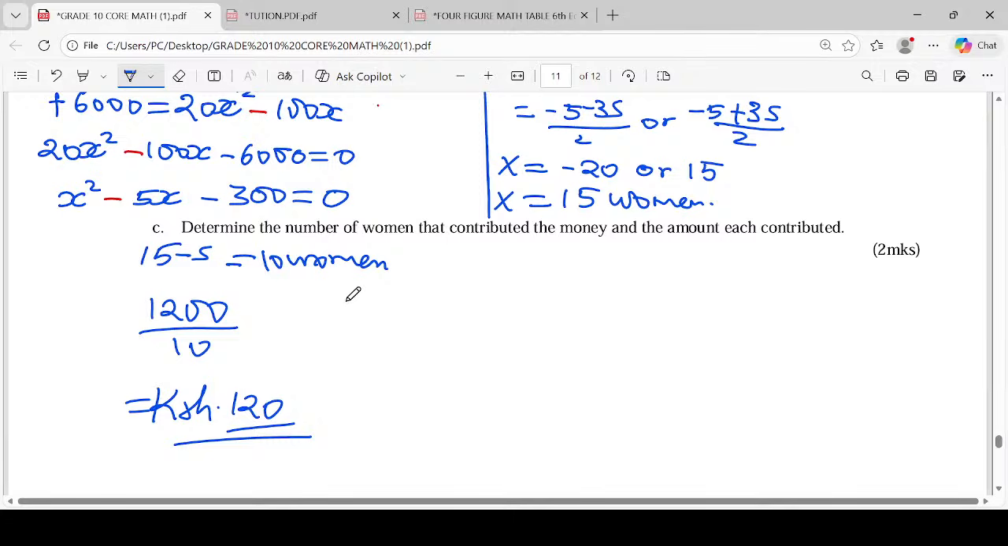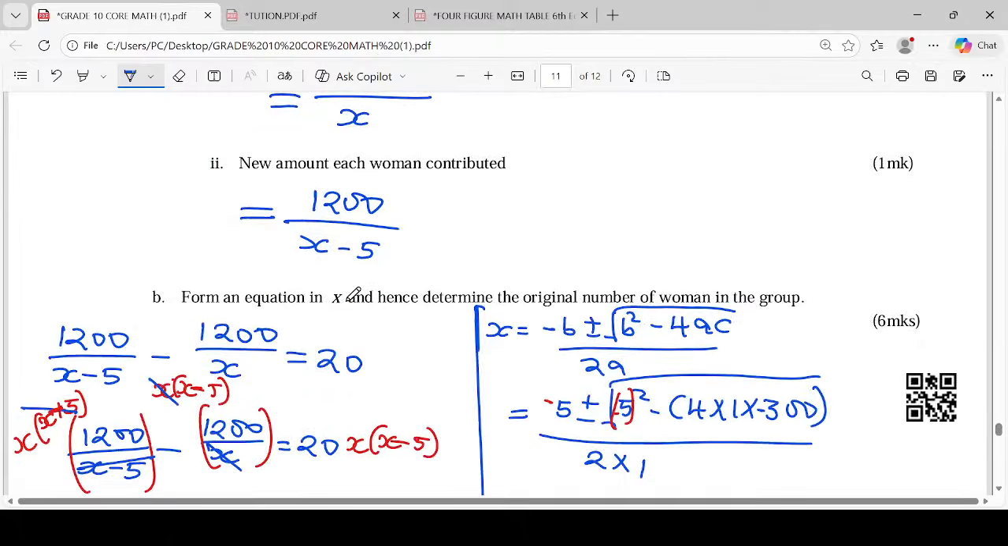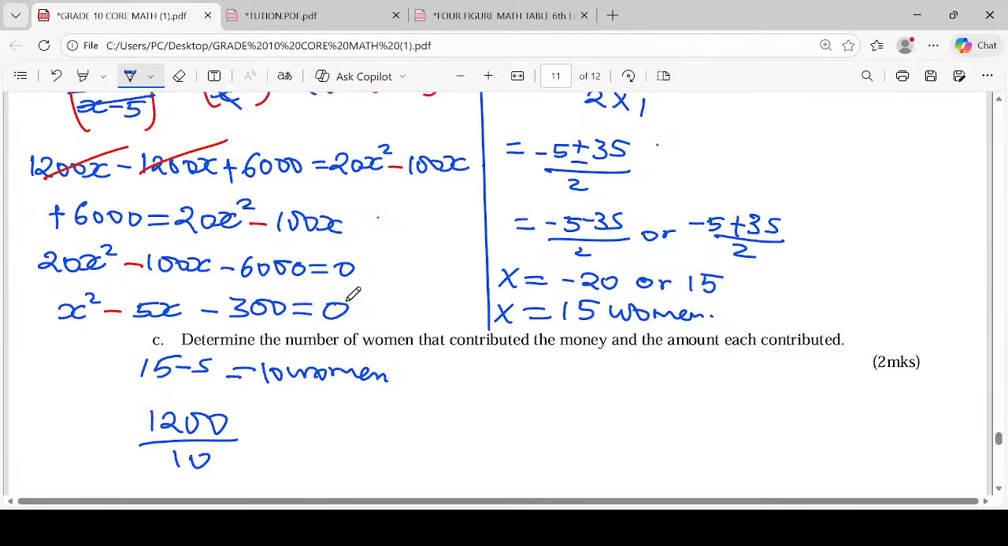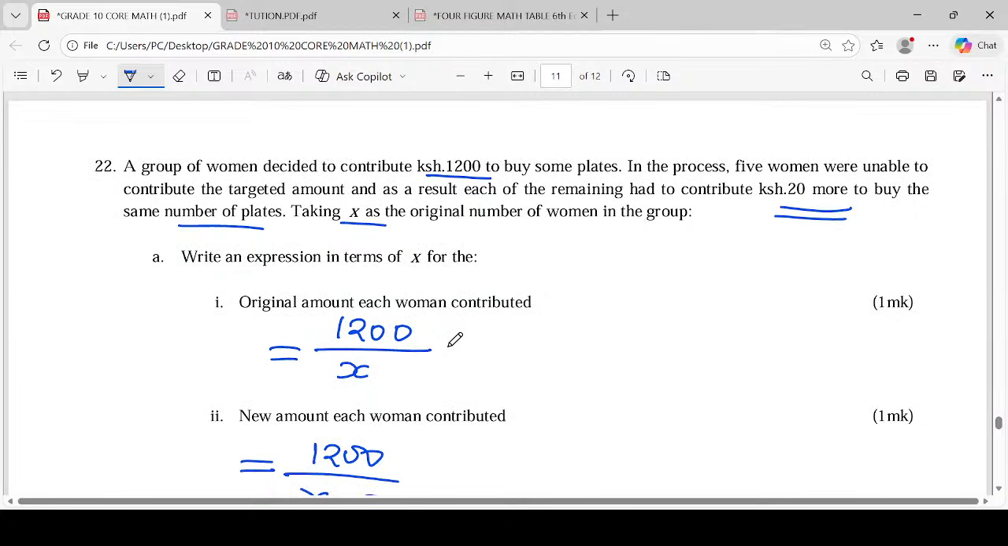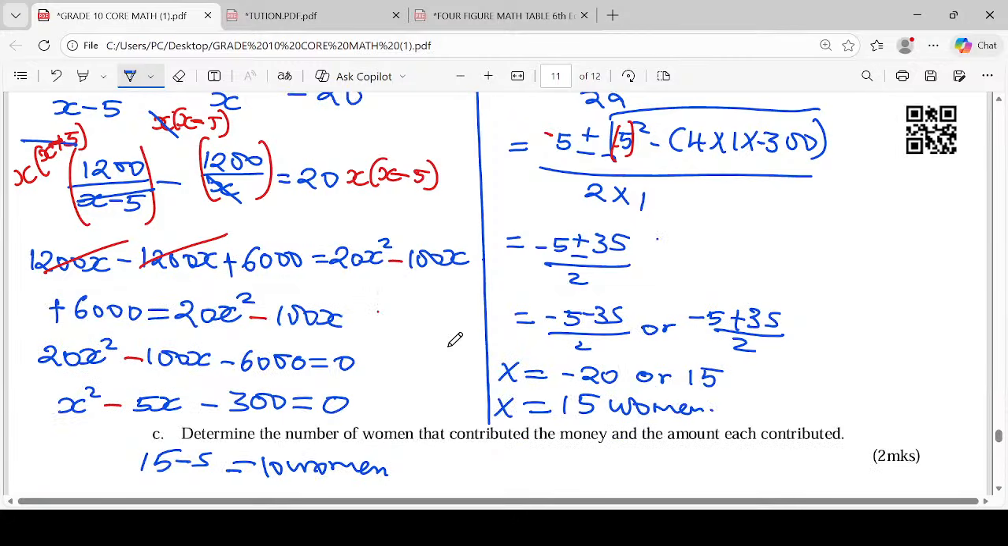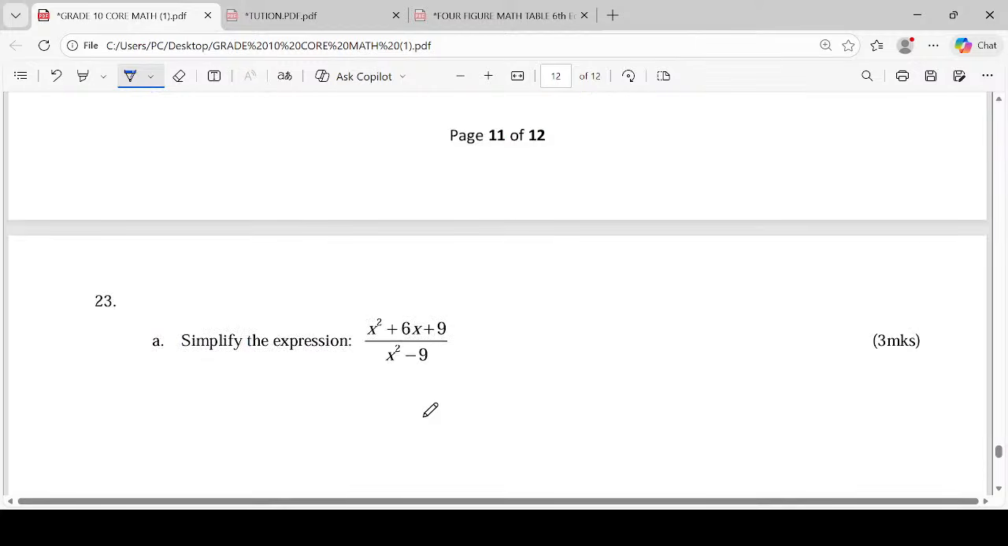But is it giving us exactly what we expect? Let us see. I hope that I've done this one well. Negative 5 plus 35 divided by 2 is 15. Negative 5 minus 35 is 40. I think they were to contribute 20 shillings more. If 5 women pulled out from 15, we are left with 10. Let us proceed and make progress.